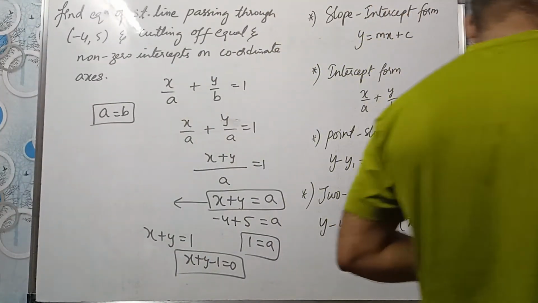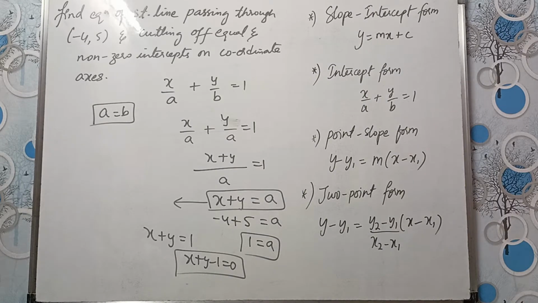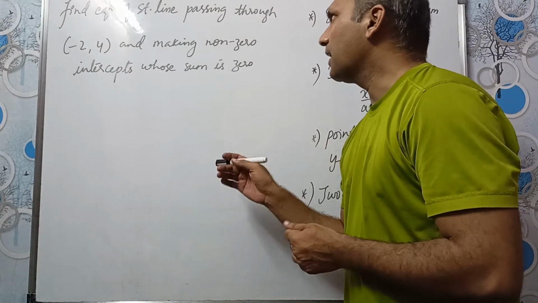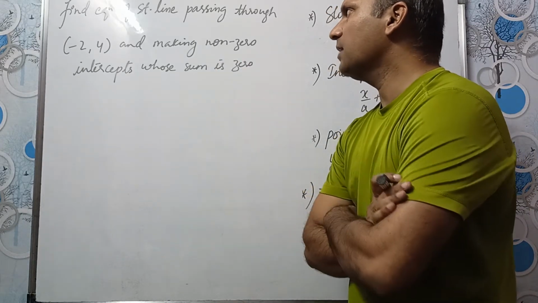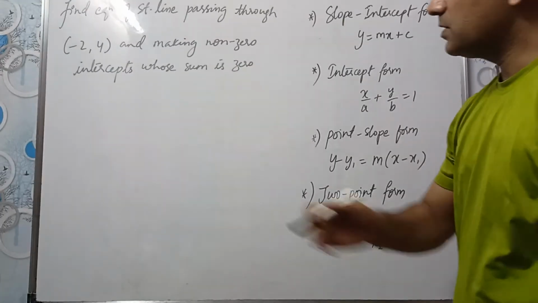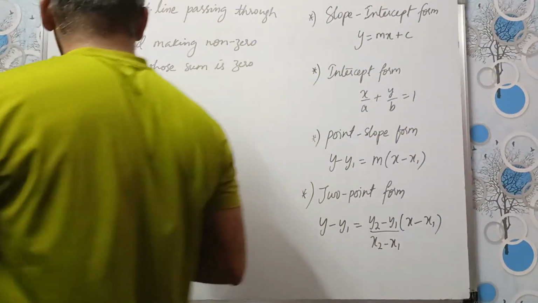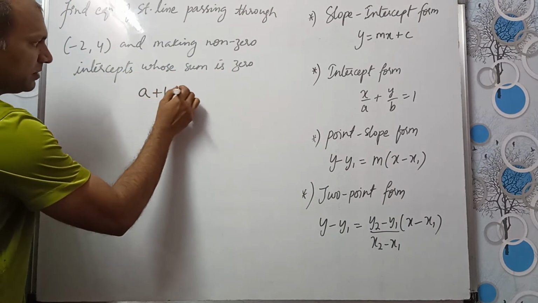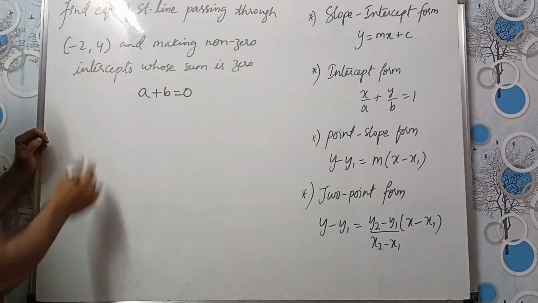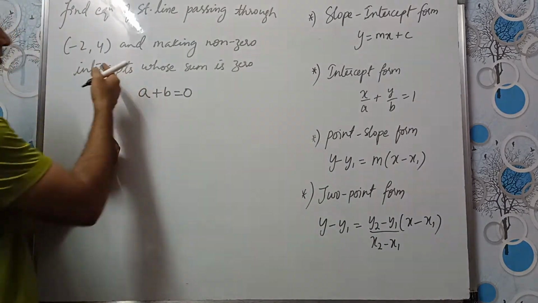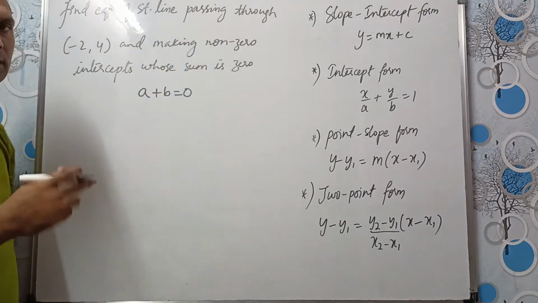Alright, we'll do a few more problems based on the x by A plus y by B is equal to 1 concept. We'll solve this problem. Find the equation of a straight line passing through -2 comma 4 and making non-zero intercepts whose sum is 0. Pause the video and try to do this on your own. See, sum is 0, which means A plus B is equal to 0, right? Making non-zero intercepts: A plus B is equal to 0 and A is not 0, B is not 0. It is given that they are non-zero.